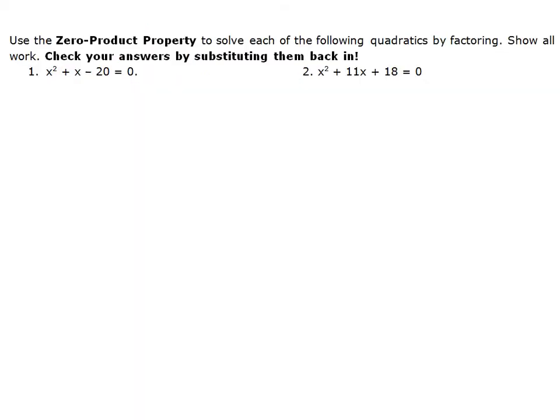So we're going to use the zero product property to solve each of the following quadratics, and then we're going to check our answers by substituting them back in. I'm going to show you that for one of the problems, just because it's going to take a lot more time and work to check every answer, and it's always easier to check all your answers if you have a calculator.